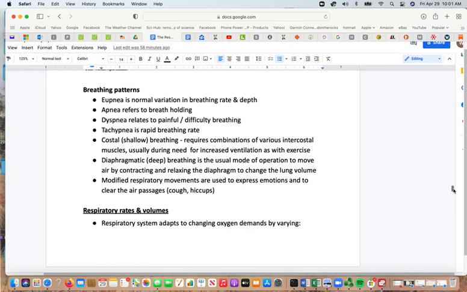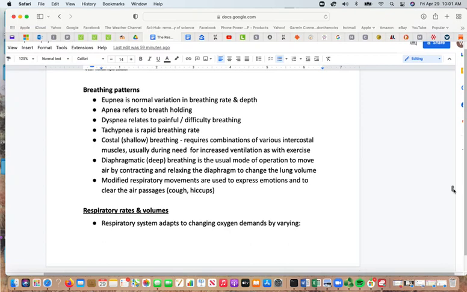Diaphragmatic breathing, or deep breathing. You move air by contracting and relaxing the diaphragm to change the lung volume. So it goes more into the abdomen because that will allow more movement of the diaphragm. And then we can have other modified respiratory movements. They can be used to express emotions, clear the airways, coughs, hiccups, things like that.